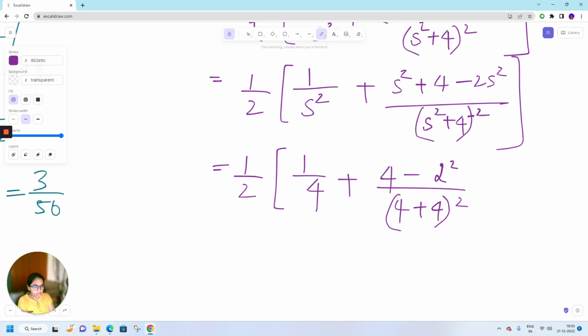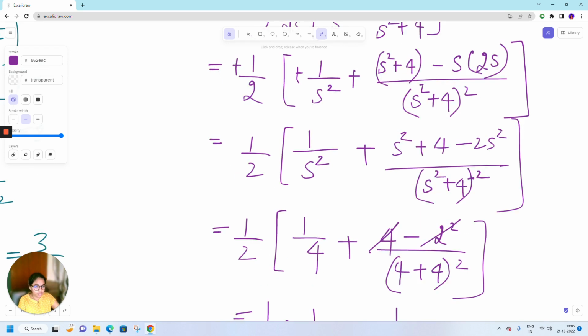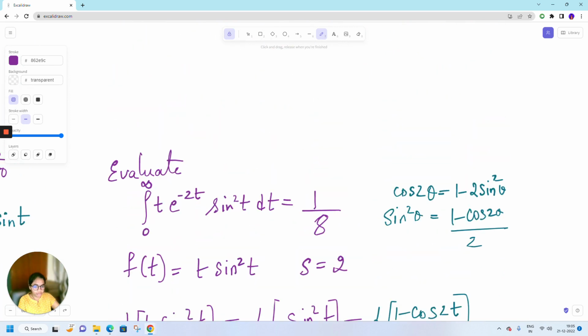Okay, so in the numerator you can see you have 4 minus 4, right? And 0 divided by anything is 0. So you would get half into 1 by 4, which is equal to 1 by 8. That is what we had to show.